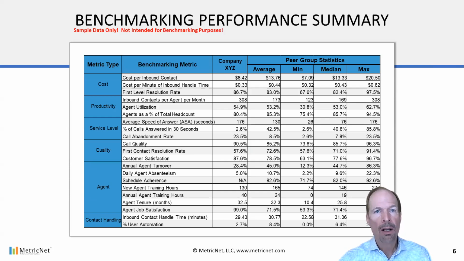Finally, we have the 4 columns on the right, which show some important statistics, including the arithmetic average, the minimum, which doesn't mean good or bad, it simply is the lowest value in the benchmarking peer group. Then we have the median, which is different than the average. The average and median will only be the same for a symmetrical distribution, such as a normal distribution.